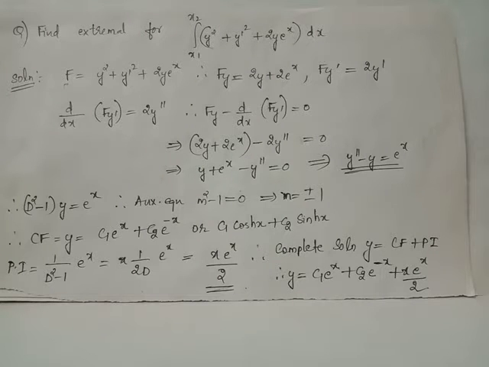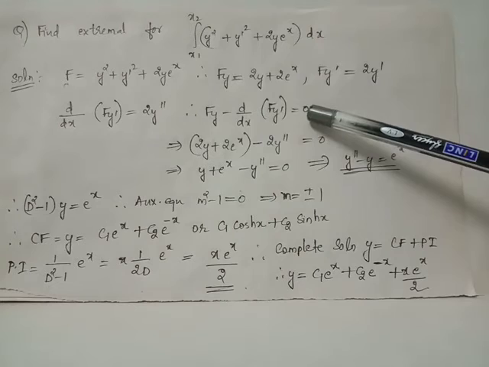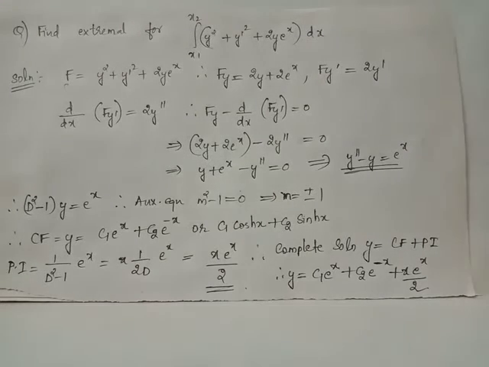We have capital F equals y square plus y dash square plus 2y e raised to x. We have Fy equals 2y plus 2 e raised to x and Fy dash equals 2y dash. D by dx of Fy dash equals 2y double dash. Thus, Euler's equation can be written as 2y plus 2 e raised to x minus 2y double dash equals 0.